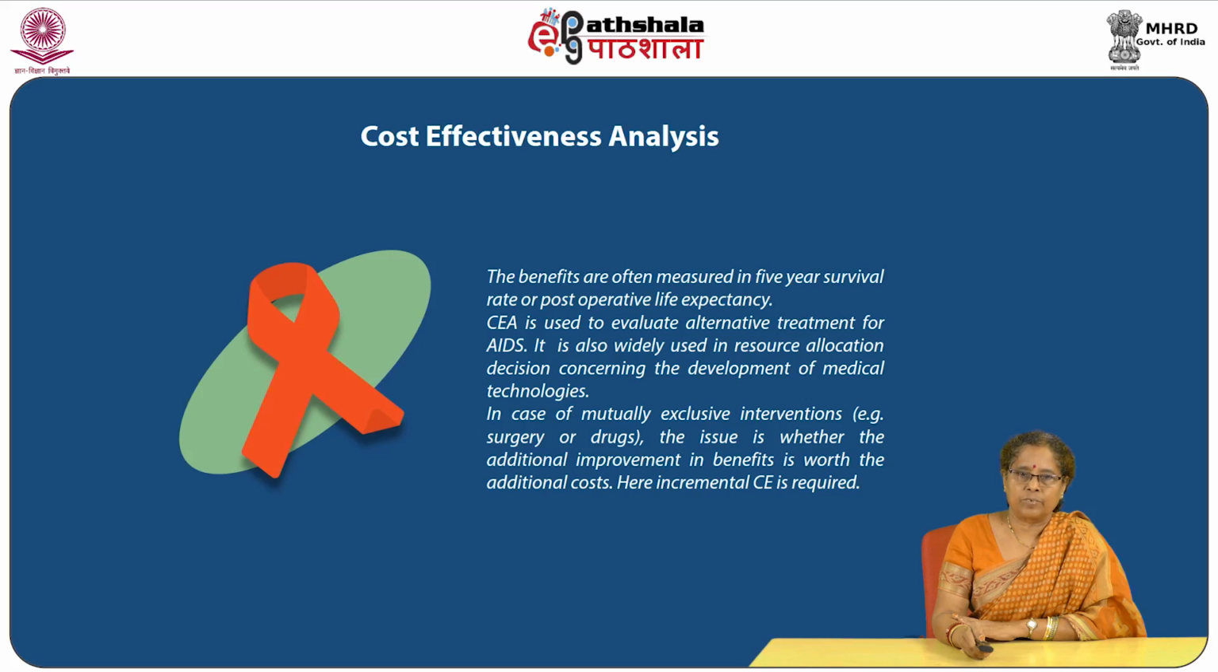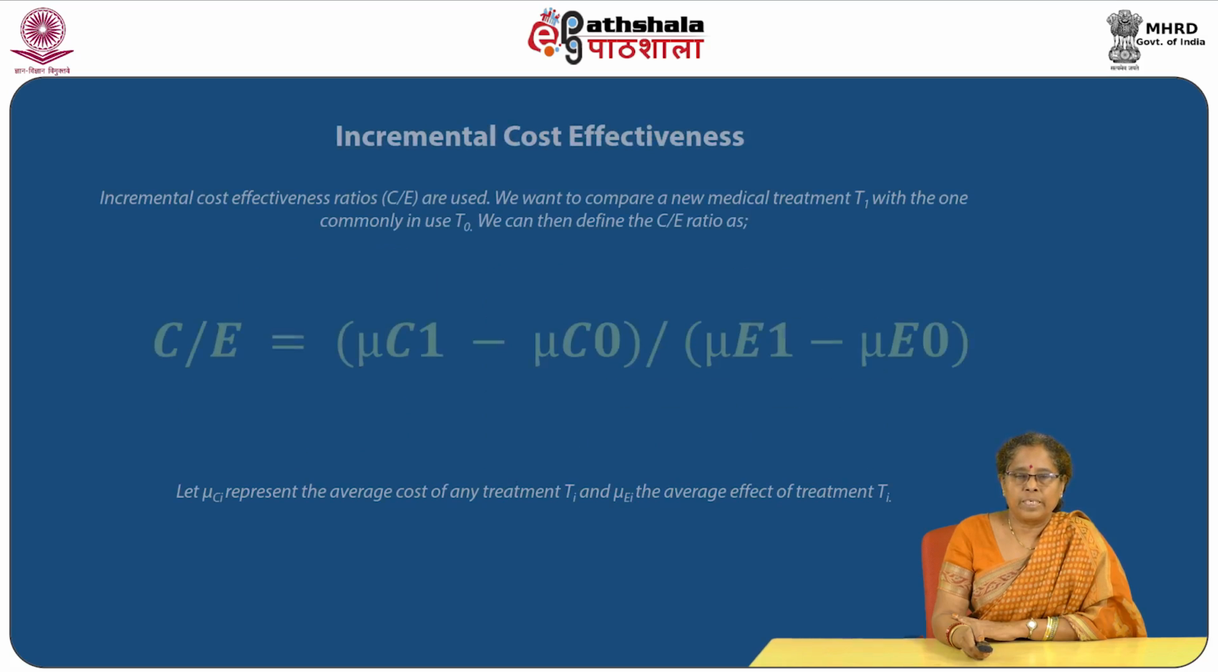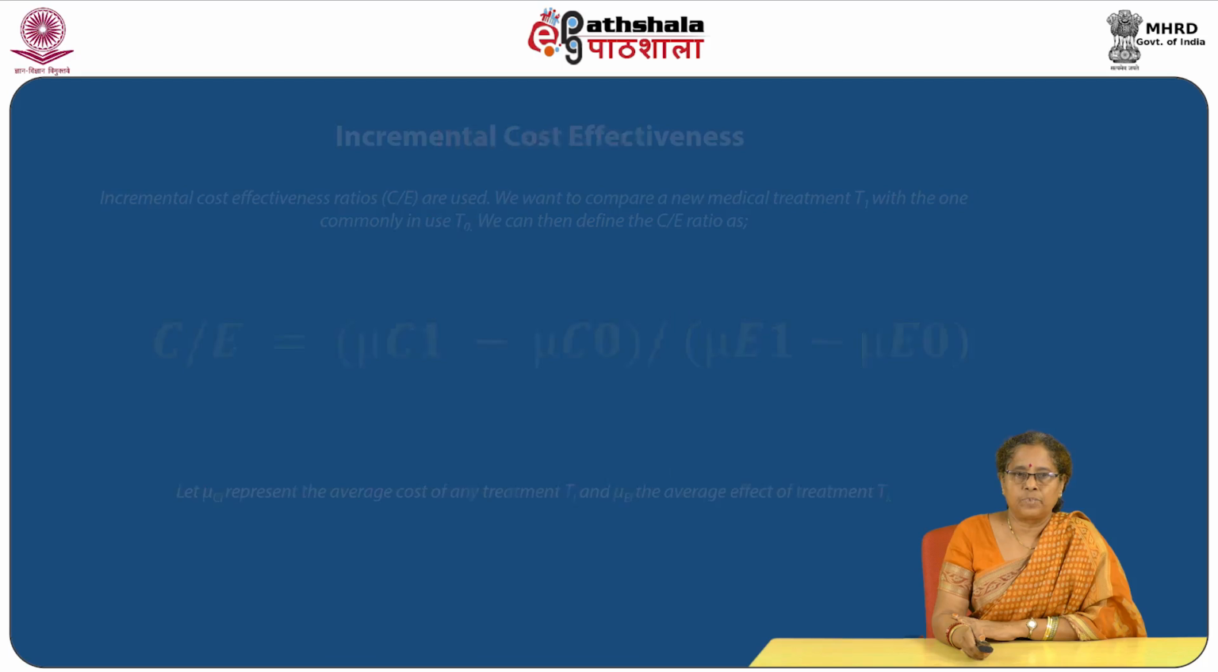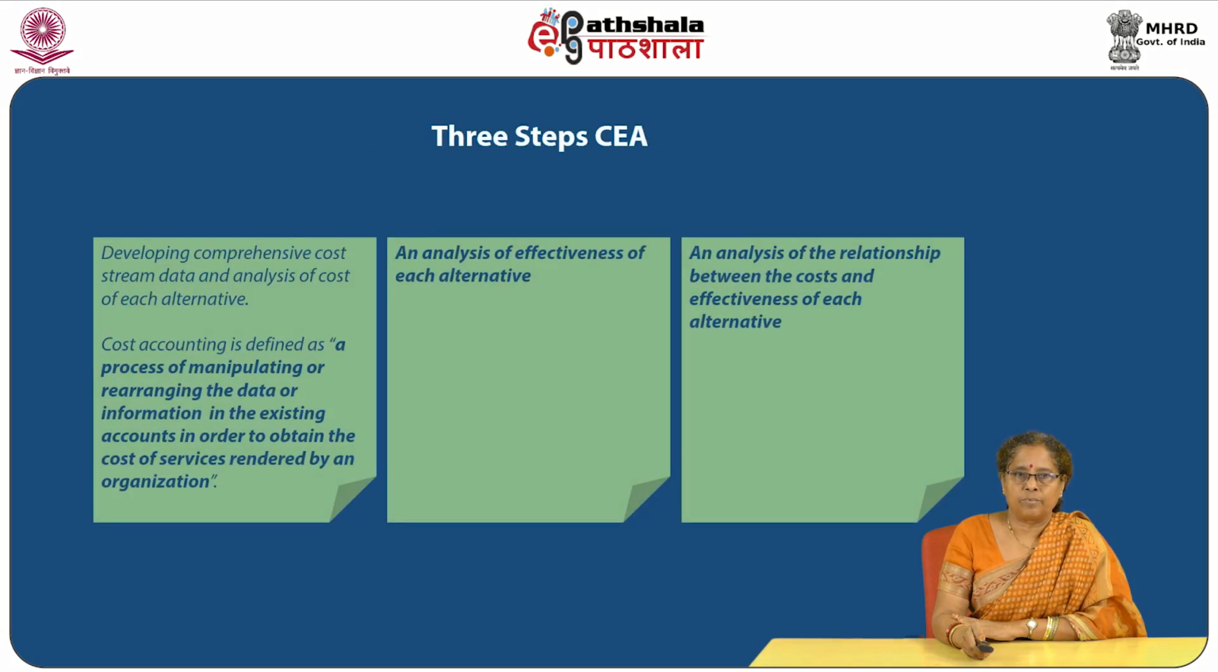Here the incremental cost effectiveness is required. Incremental cost-effectiveness ratios are used. We want to compare a new medical treatment T1 with one commonly used, that is T0. We can then define the cost-effectiveness ratio C/E as (mu C1 minus mu C0) divided by (mu E1 minus mu E0). Let mu Ci represent the average cost of treatment Ti and mu Ei the average effect of treatment Ti.